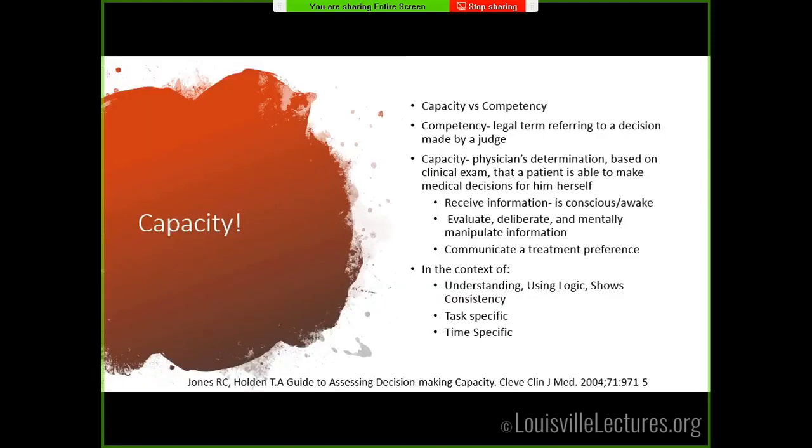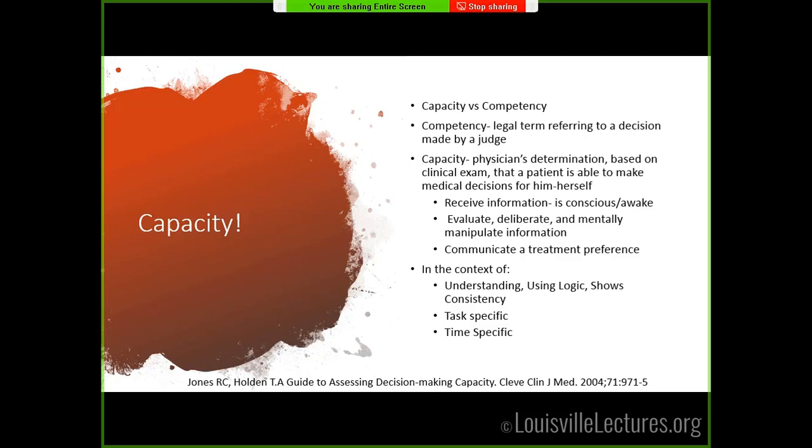So whenever we're talking about filling out these forms, the question of capacity always comes up. Can this patient reliably communicate to me what their wishes and needs are? Can I let them sign this form? Can I rely on what this form says? Am I going to wind up talking to a judge someday if I've let this person fill out this form? So two ideas here that you may have heard of before: capacity and competency. Capacity is a physician or healthcare provider determination.